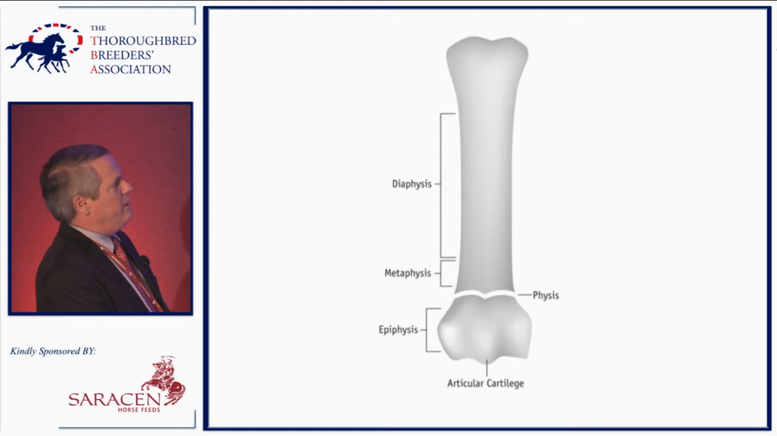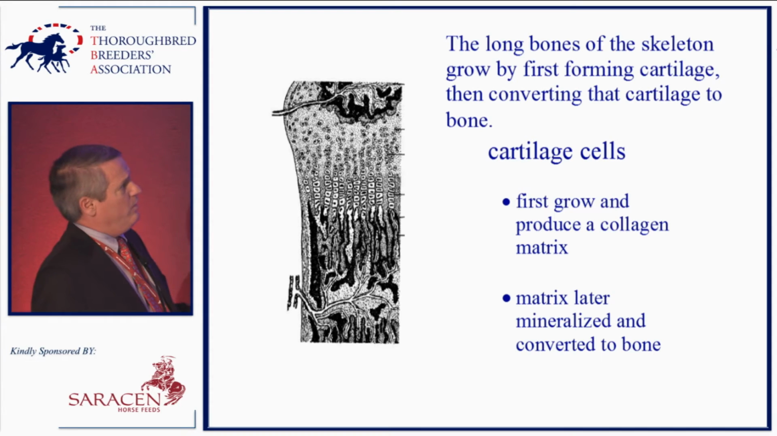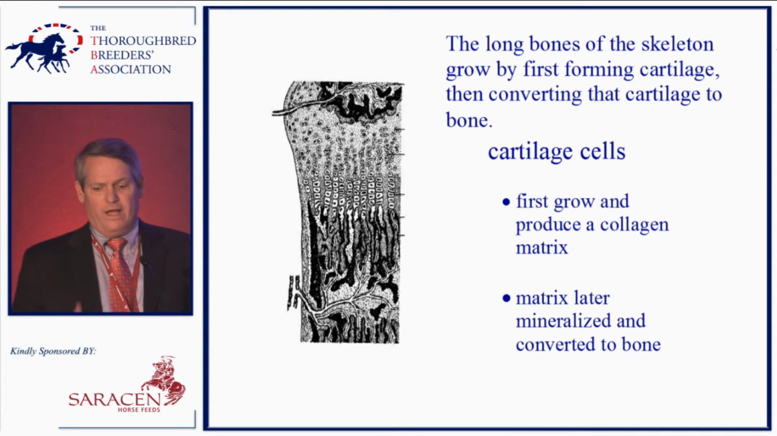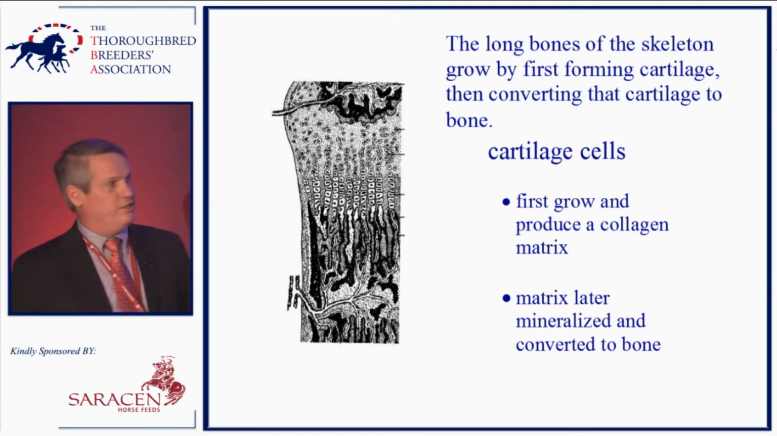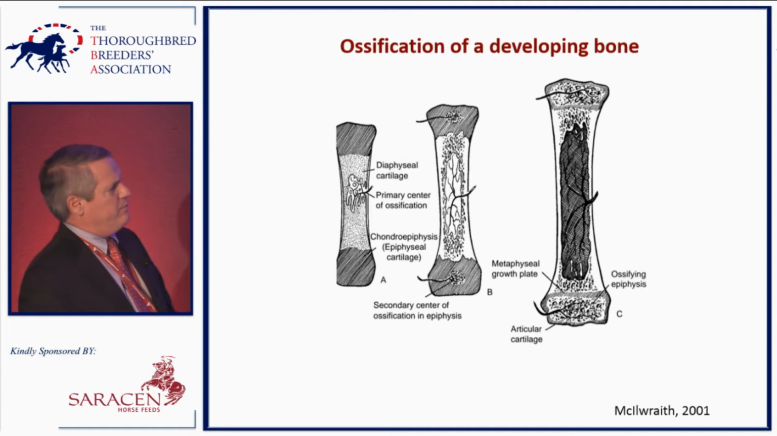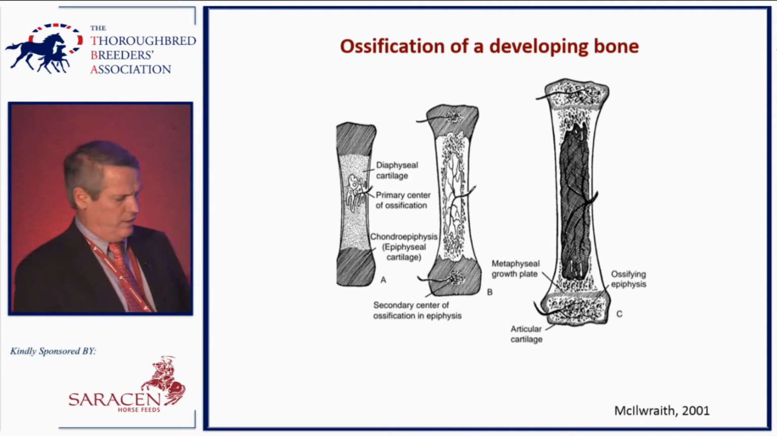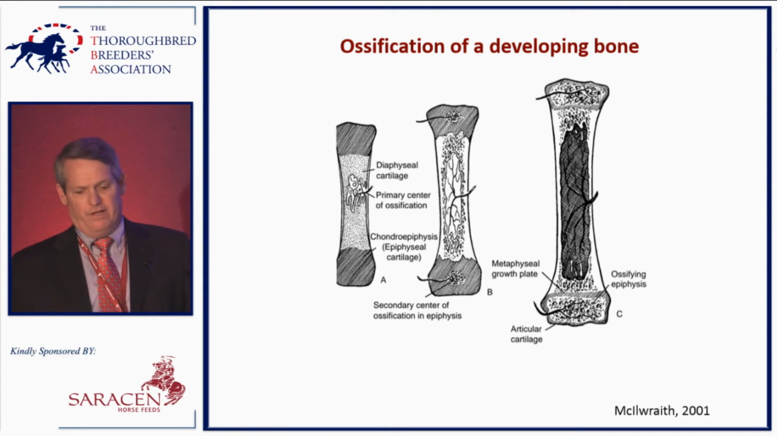Long bones elongate from the center, eventually completely ossifying except for the articular cartilage. When we look at long bones of the skeleton, the way they grow is first they create cartilage, and then they convert that cartilage to bone. So cartilage cells first grow and produce a collagen matrix, then that gets mineralized later and gets converted to bone. I borrowed this diagram from one of Wayne McIlwraith's papers, showing the ossification of a developing bone.